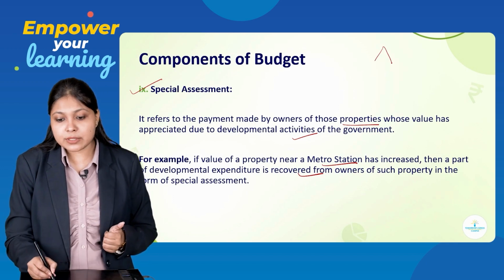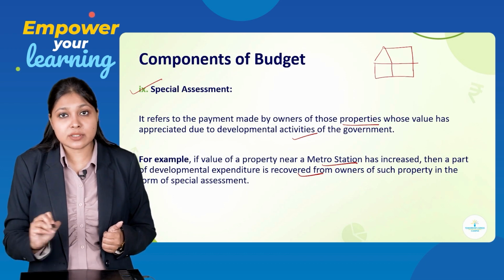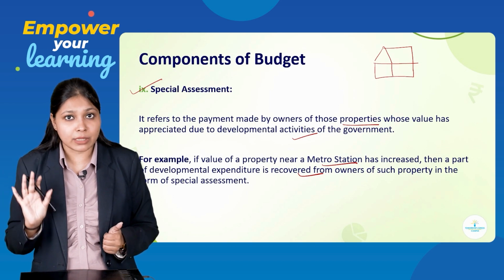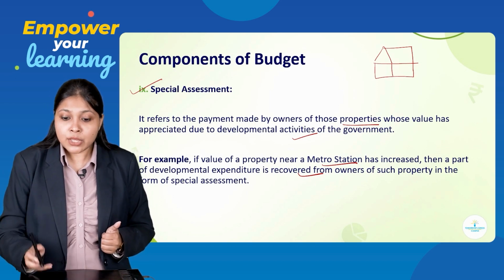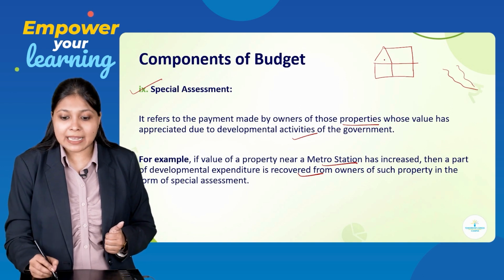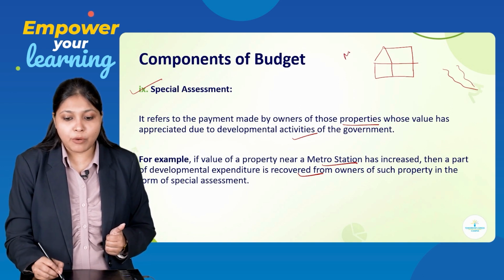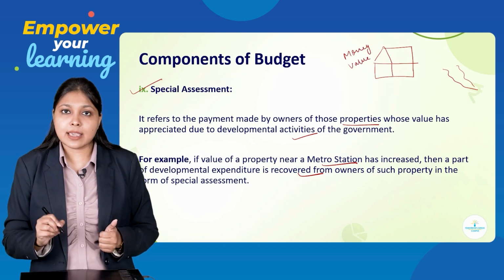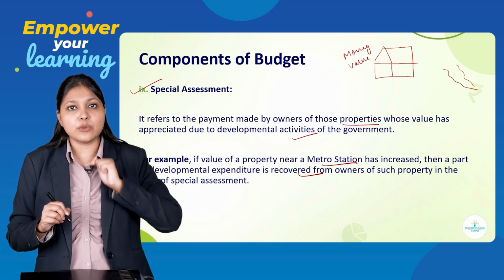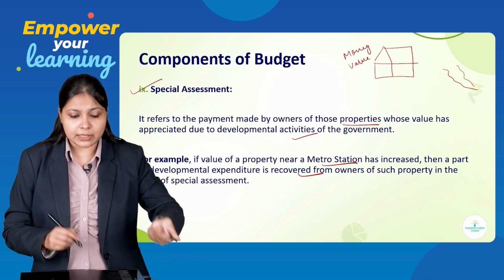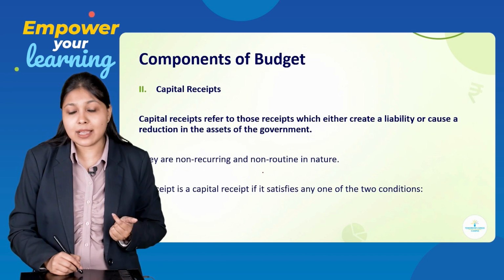So, a house near a metro station is near a very good station. You can travel from one place to another very comfortably, nicely, with full air conditioning. So if your house is near this station, the money value of your house increases, and in this case, the owner of that house has to pay or give something to the government, and that is called special assessment.